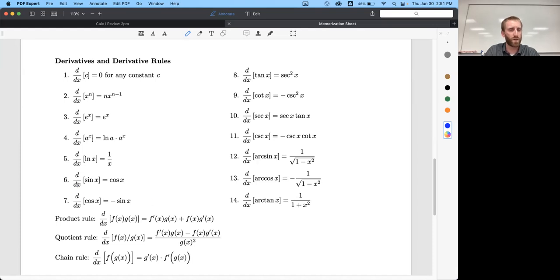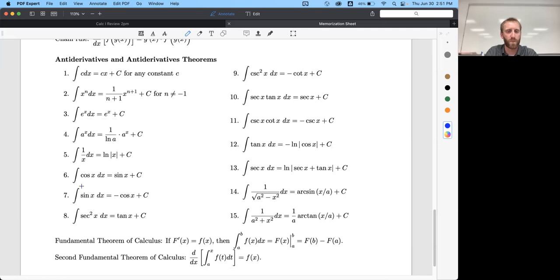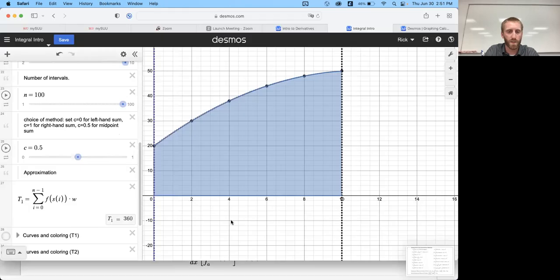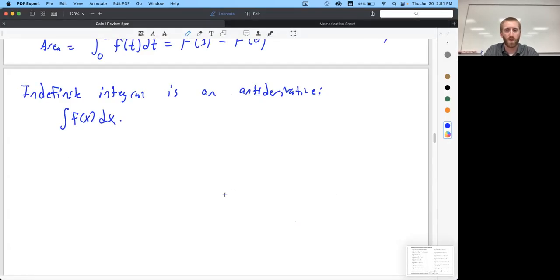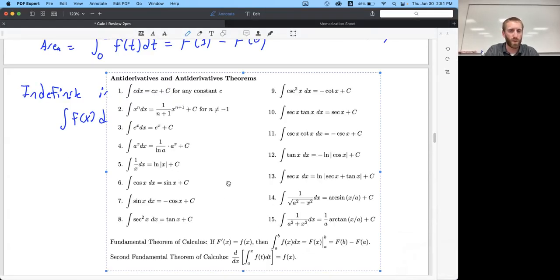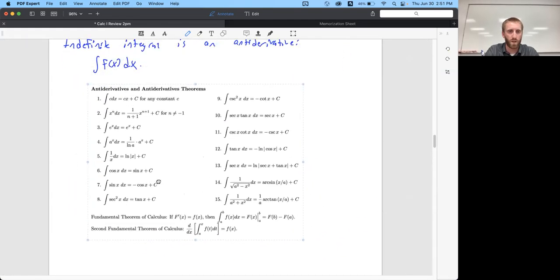But what I do want you to know is basically the opposite of this chart for derivatives, right? Like I know that the derivative of the sine function is the cosine function. So we need to know that the antiderivative of the cosine function is the sine function. And that's what this is down here. So we have all of these, which is basically just that other part that I put in the notes earlier in reverse.